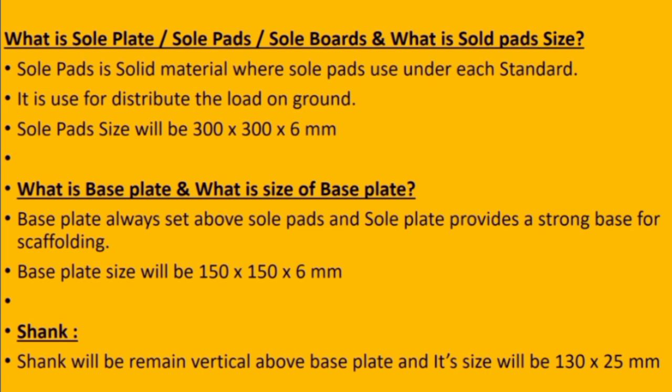Next question, what is base plate and what is the size of base plate? Base plate always sits above sole pads and provides a strong base for scaffolding. Base plate size will be 150 by 150 by 6 mm. What is shank? Shank will remain vertical above the base plate and its size will be 130 by 25 mm.